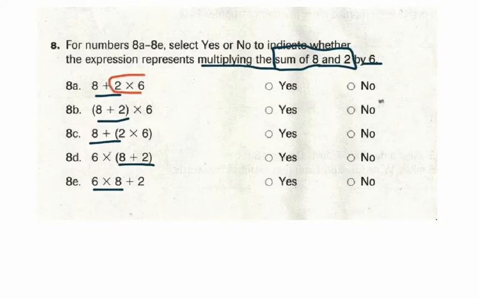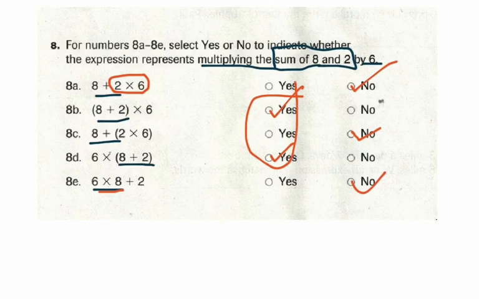So looking at that, this was not correct because of the order of operations. That is not the sum of 8 and 2 multiplied by 6. That's the product of 2 and 6 plus 8. That is the sum of 8 and 2 multiplied by 6. So that is correct. That is not the sum of 8 and 2 multiplied by 6. That's the product of 2 and 6 plus 8. That is the sum of 8 and 2 times 6. So that would work. And that is the product of 8 and 2, and then adding 2 to that. So that is not the sum of 8 and 2. So I think only these two answers show multiplying the sum of 8 and 2 by 6.